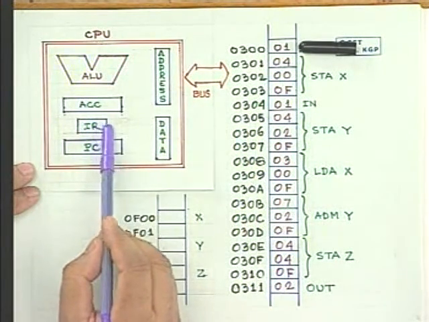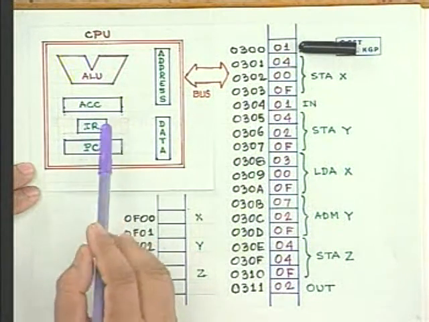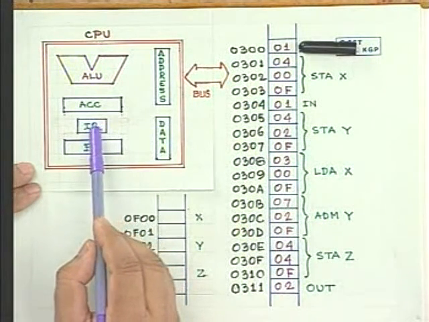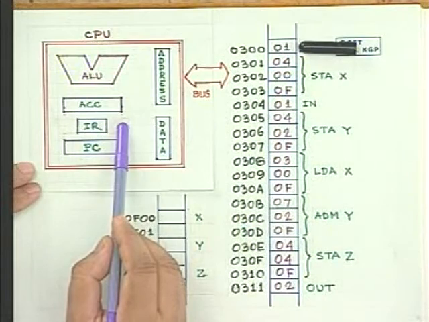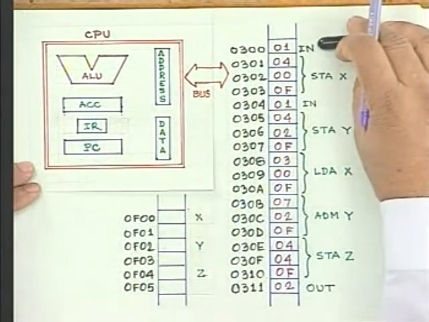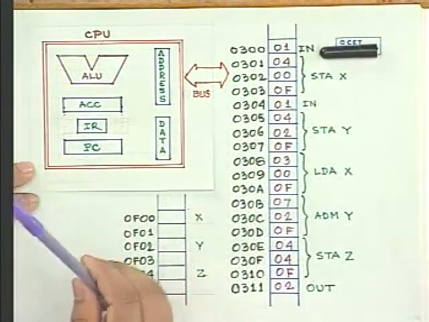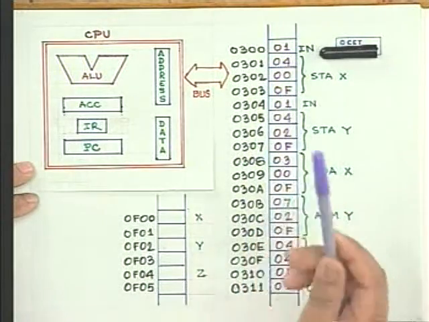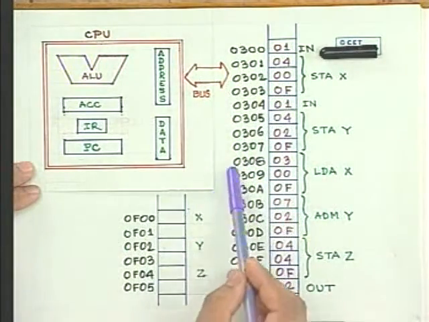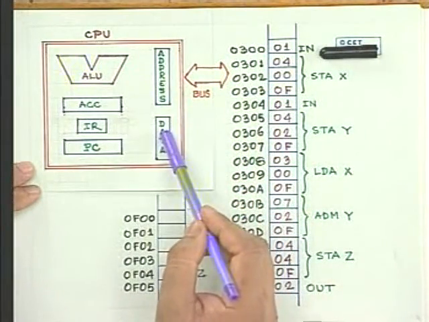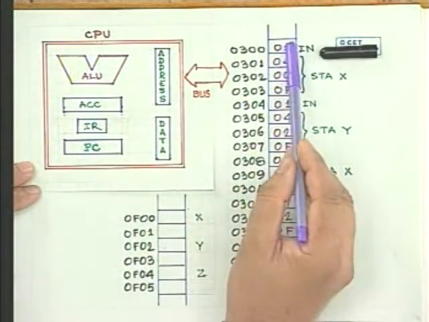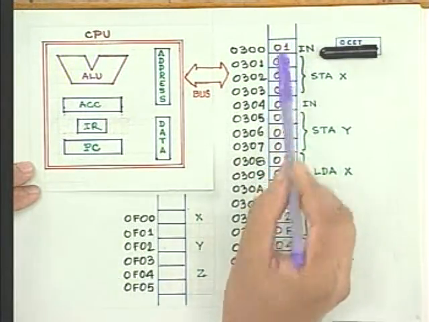The content of this instruction register is now decoded. There will be another unit, a decoder, which will decode the content of the instruction register to know what instruction is being executed, and seeing that it is an IN instruction, it will input a value from some external device through the data register into the accumulator. And the execution of this instruction is over.